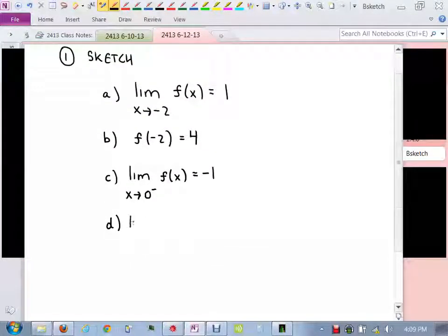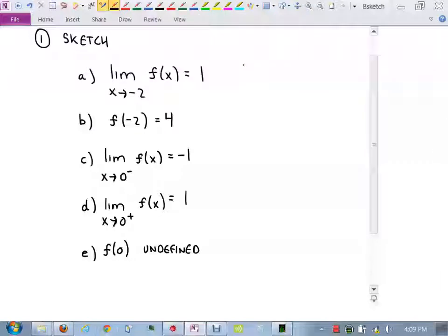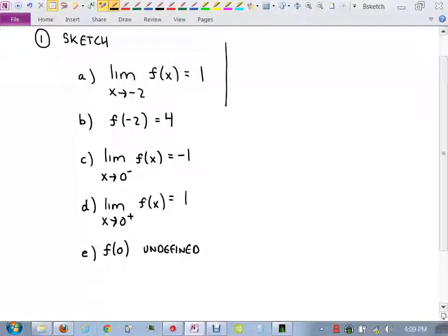Limit as x approaches 0 from the right of the function is 1. F of 0 is undefined. Okay, that's the first problem. The second one I'll put next to this.